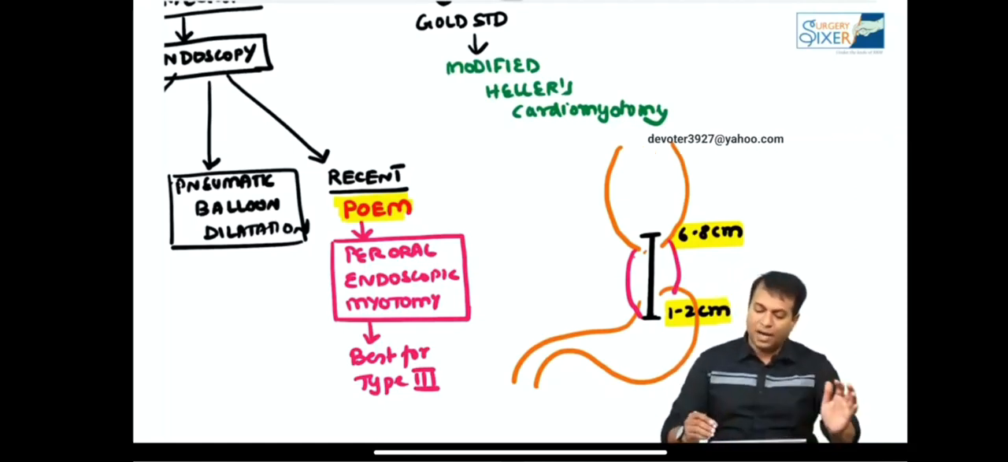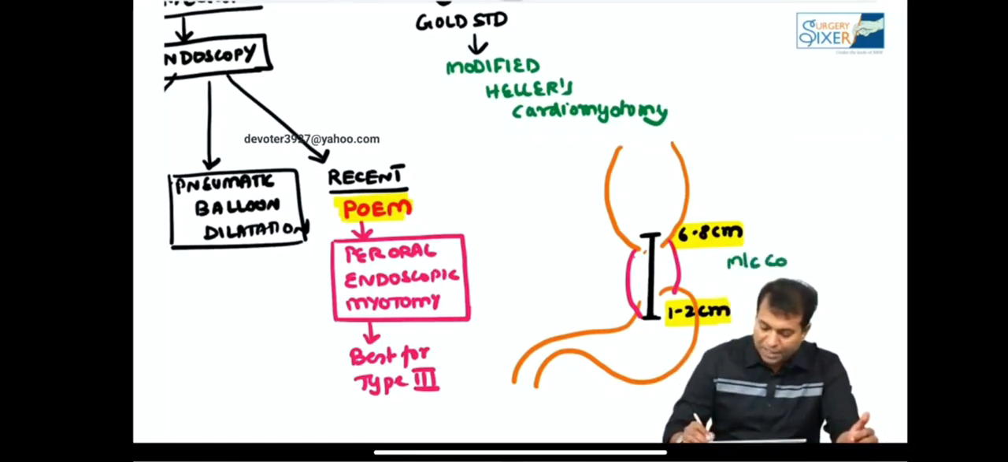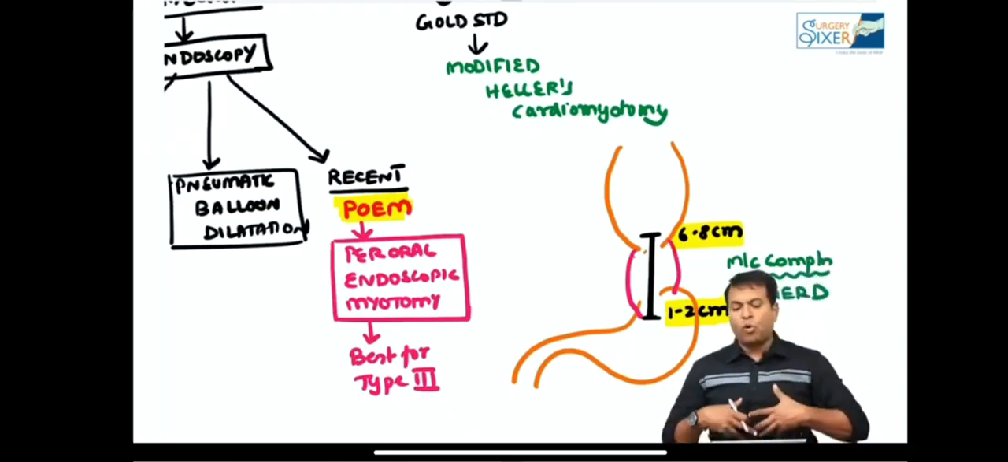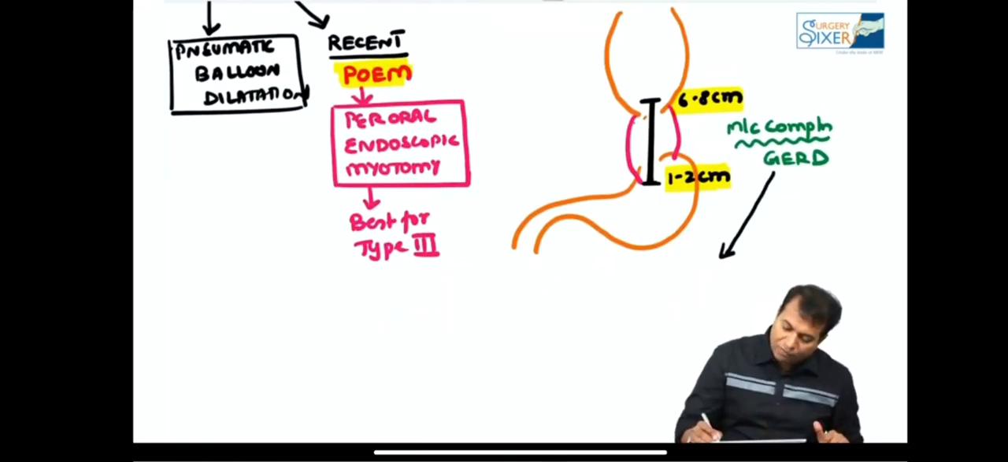So after doing this modified Heller's cardiomyotomy, what is the most common complication of this procedure? After doing this procedure, the patient will develop one complication, that is GERD. Now the sphincter is gone, so there will be more reflux. So what should I therefore do? To prevent reflux, I will also do a partial fundoplication.